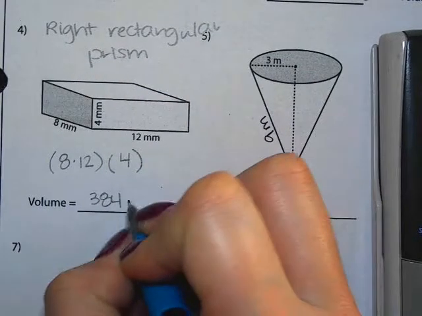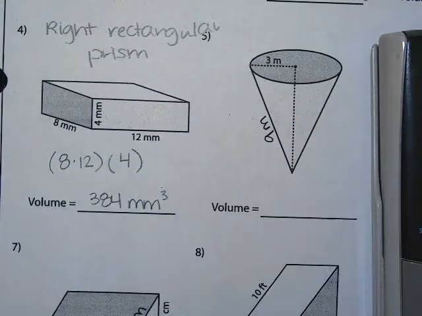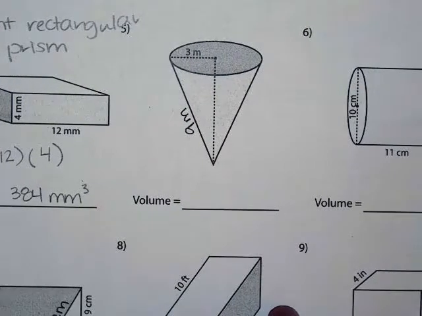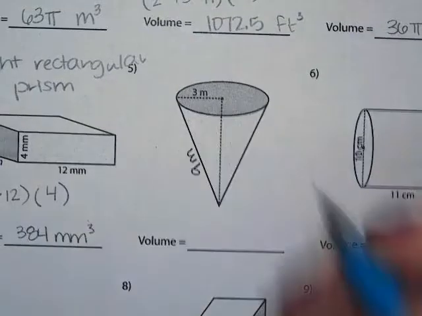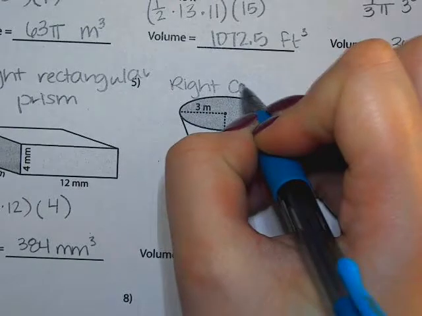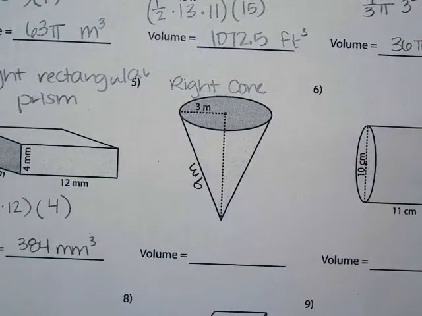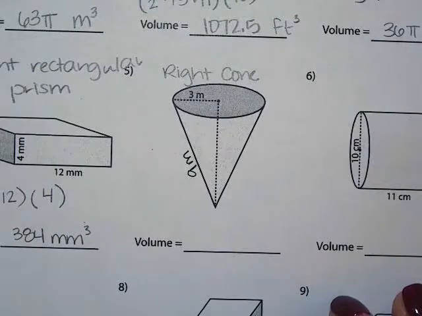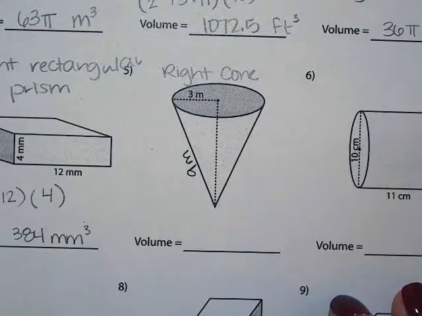384 millimeters cubed. Okay. All right. Now with this one, we have a right cone. You could say right circular cone, but cones are typically circular. I mean, technically it could be an oval, but I honestly don't see those very much. So we have a cone. It's a right cone. It's not oblique. It's not slanty. So how do we find the volume of a cone?